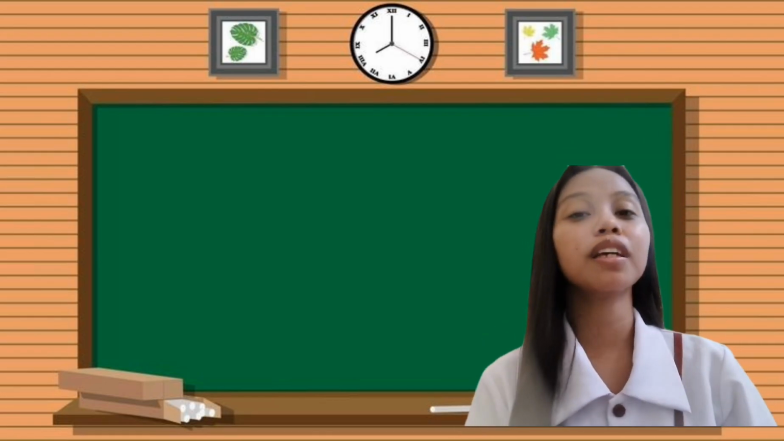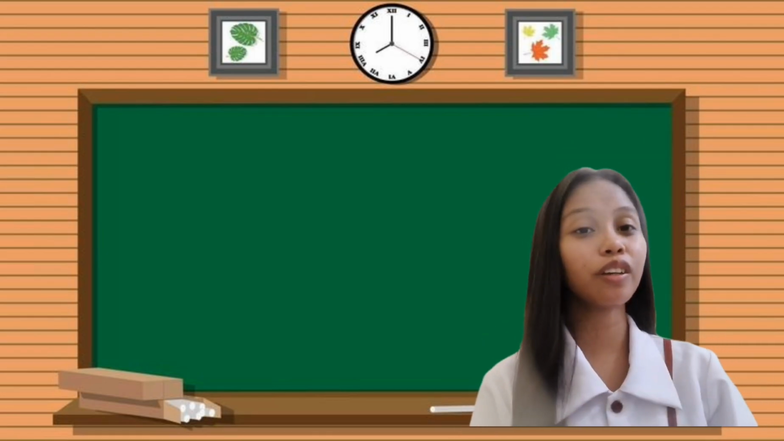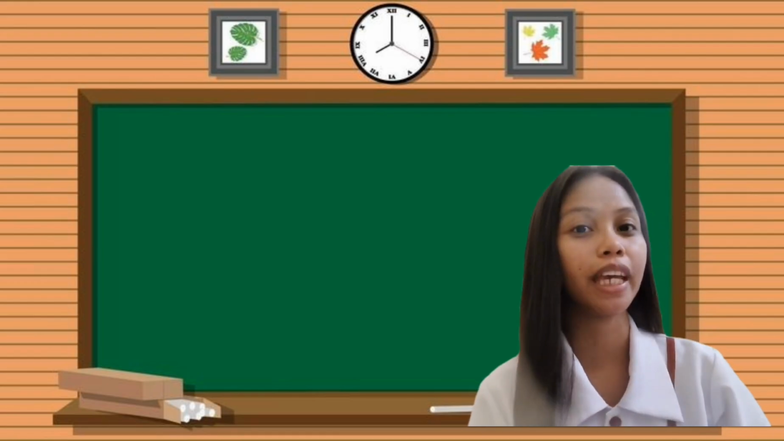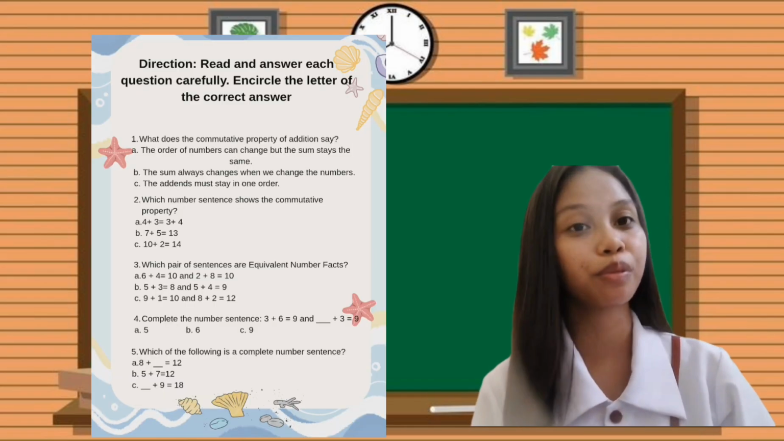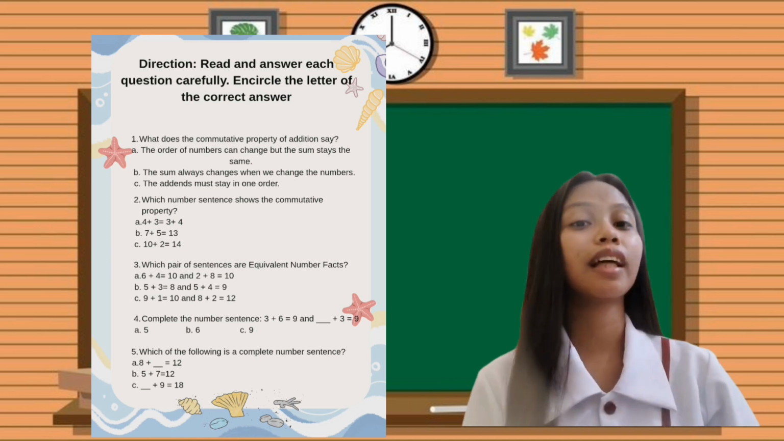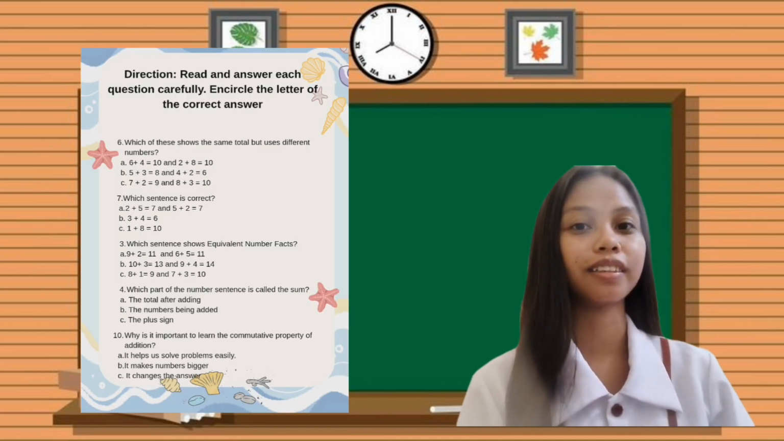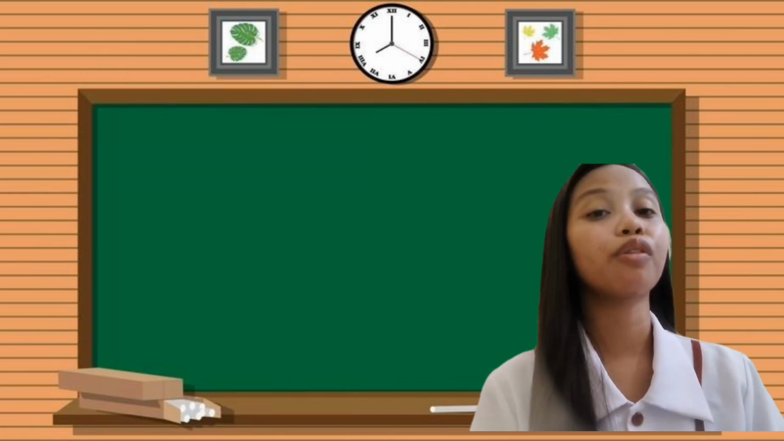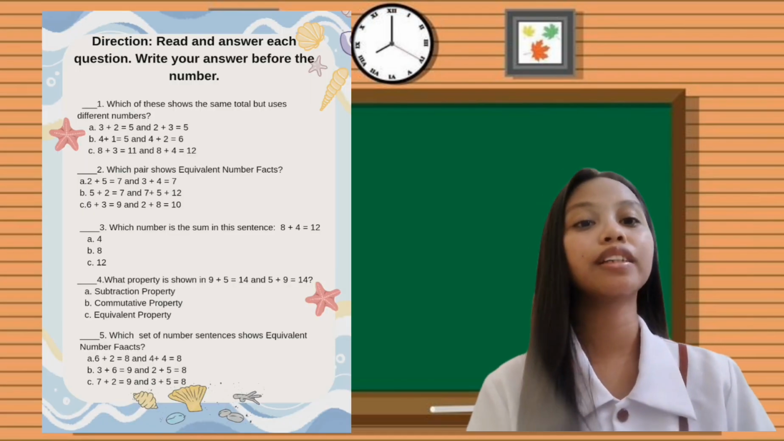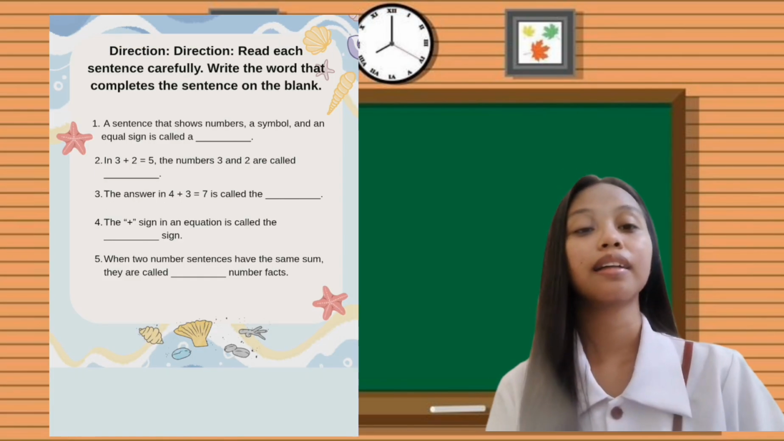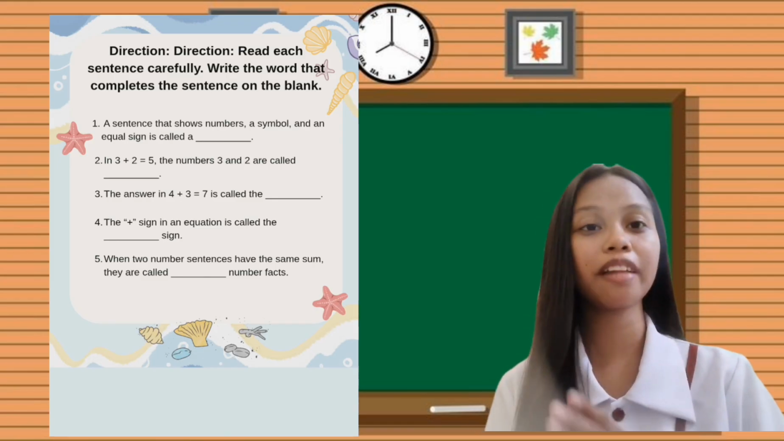And now, please bring out your notebook so we can check your understanding of our topic. Please read and answer each question carefully. Encircle the letter of the correct answer. Now for your assignment, read and answer each question. Write your answer before the number. It consists of part 1 and part 2.